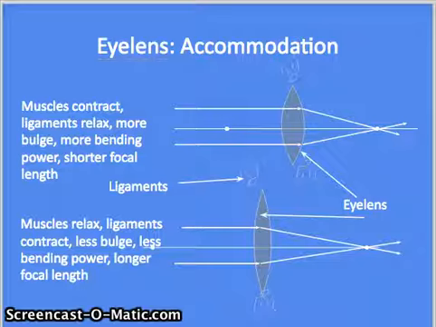The eye lens and accommodation. Muscles contract, ligaments relax. There's more of a bulge, more bending power, and a shorter focal length. If the muscles relax and the ligaments contract, there's less bulge, less bending power, longer focal length.